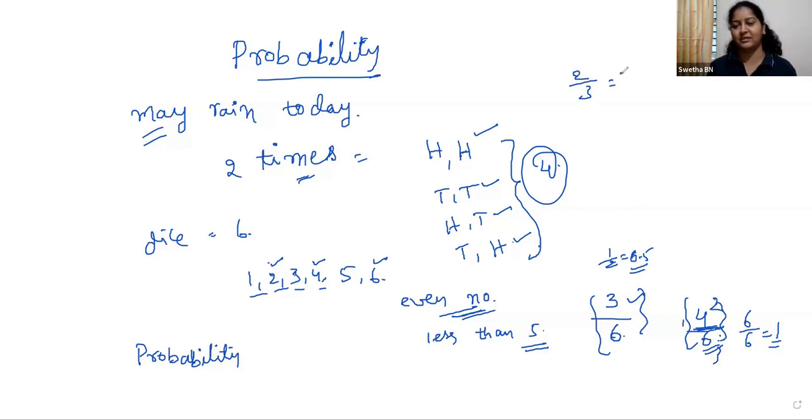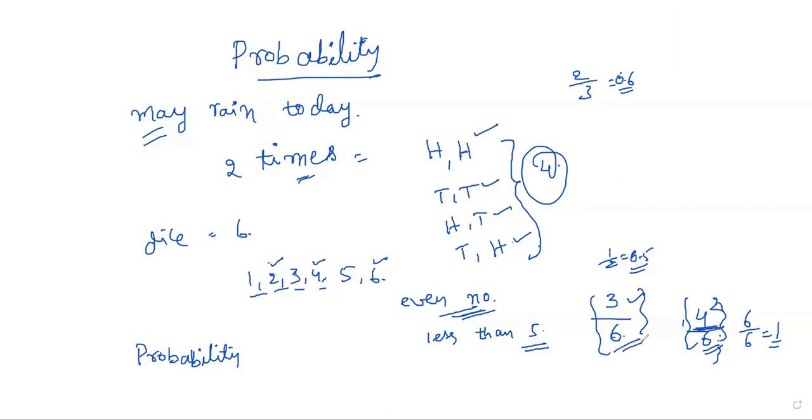Just tell me one decimal place, enough. What is 2 by 3? 0.6. Then is it less than 1 or greater than 1? Less than 1. Yes, okay. Did you understand? See, it is always less than 1 because the denominator will be greater than the numerator. We are writing total outcomes in the denominator, right? So it will be equal to 1 or less than 1.